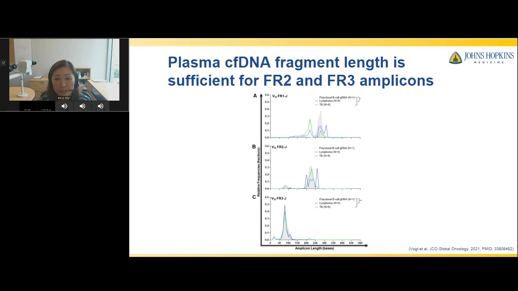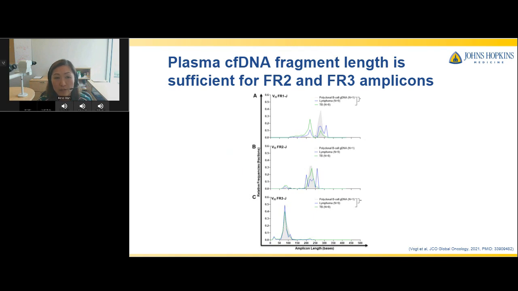And we did a study a couple of years ago, a feasibility study of IG sequencing in plasma, and we showed that in plasma cell-free DNA collected from patients with lymphoma or without lymphoma, the plasma DNA integrity was typically sufficient for framework 2 and 3 amplicons, but was not always sufficient for framework 1 amplicons. And what these graphs show you is amplicon length on the x-axis, and then proportion of all reads that occurred at each amplicon length on the y-axis.